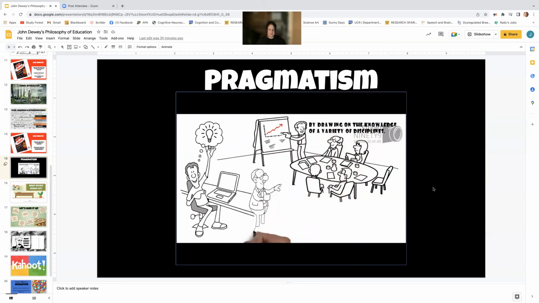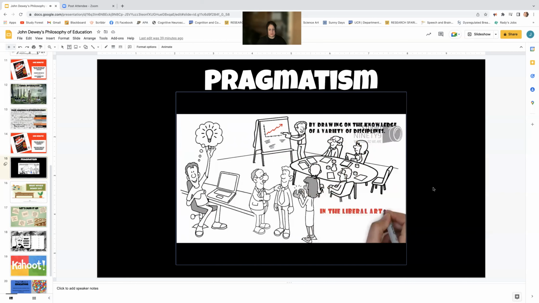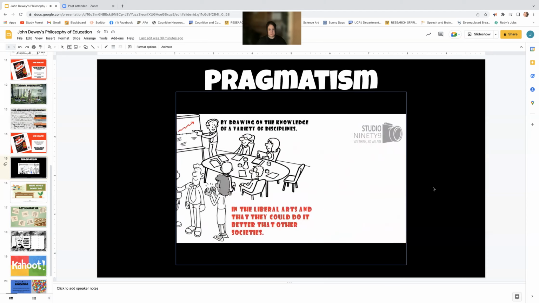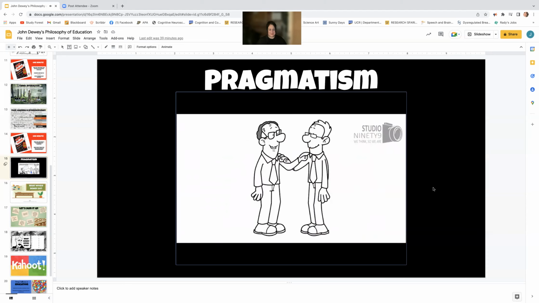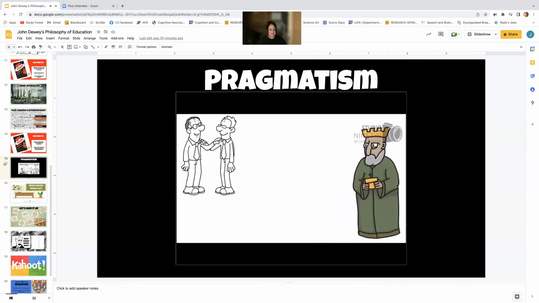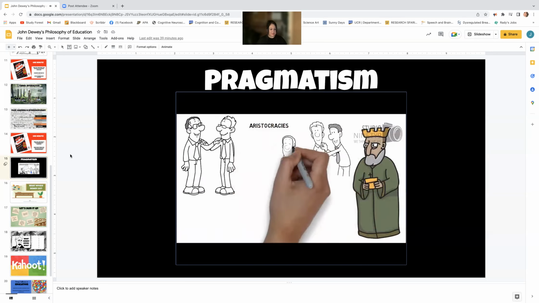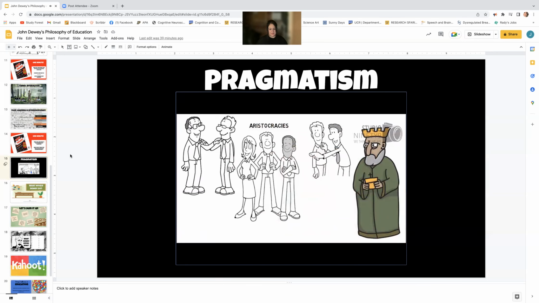Dewey held that democracies need both to educate its citizens in the liberal arts and that they could do it better than other societies. Democracies need to educate their citizens. Unlike monarchies or aristocracies, everyone in a democracy makes political decisions. So a democracy needs to educate all its citizens in those matters that are pertinent to political decisions.